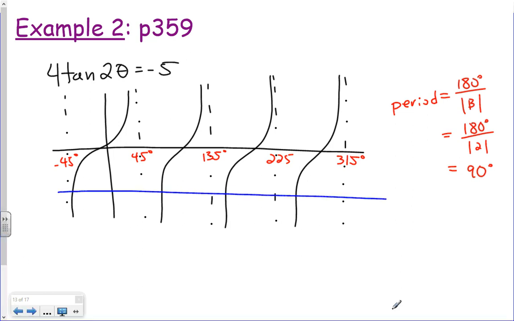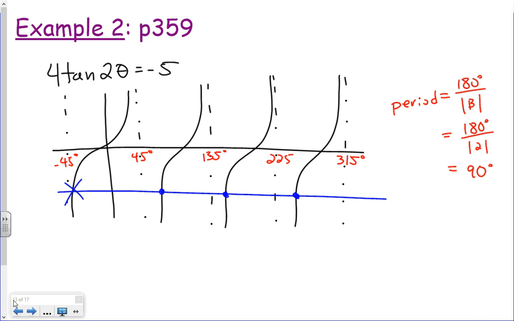Now, I've actually got 4 solutions sketched here, but again, they only asked us for the first 3 positive solutions. So I want this one right here, and this one right here, and this one right here. This is a big no right here. I'm not interested in that one because that one's negative. It's to the left of the y-axis.